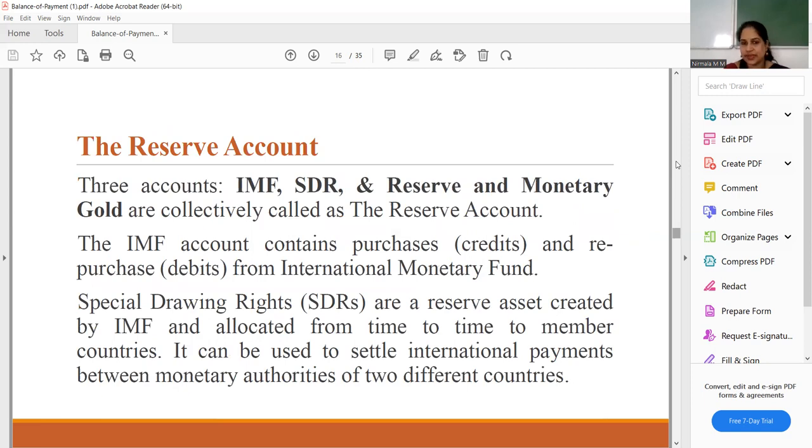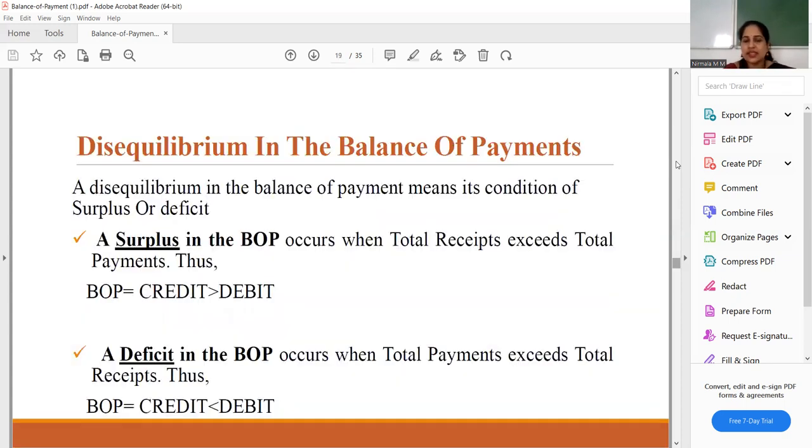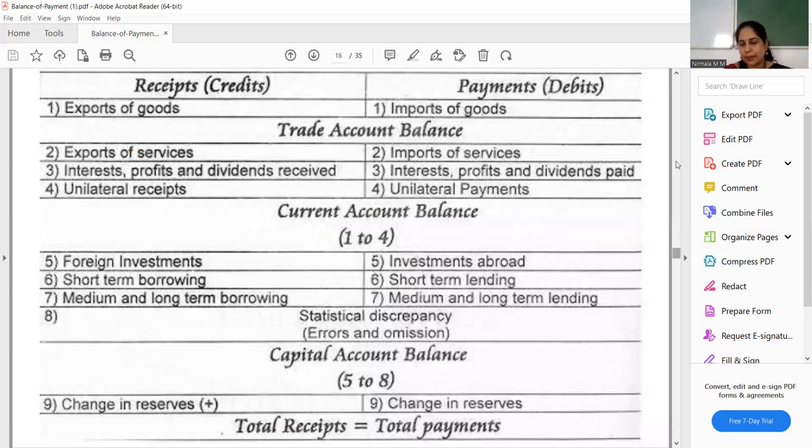Then comes the reserve account. The reserve account is the composite of three important accounts, that is IMF, SDR, and reserve and monetary pool, which are collectively called the reserve account. IMF contains the purchases and the repurchases, that is both the credits and debits from the International Monetary Fund. Then come the errors and omissions. This is a specimen of balance of payment, which includes both the receipts, that's the credit, and the debit side.